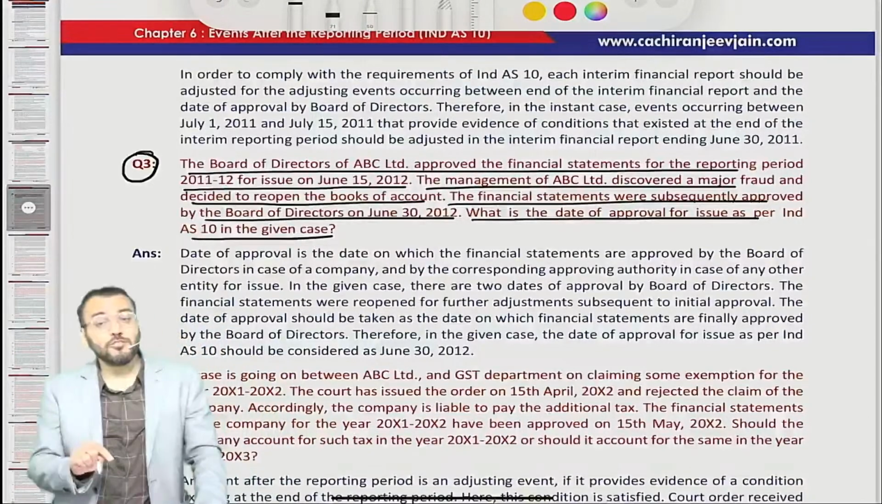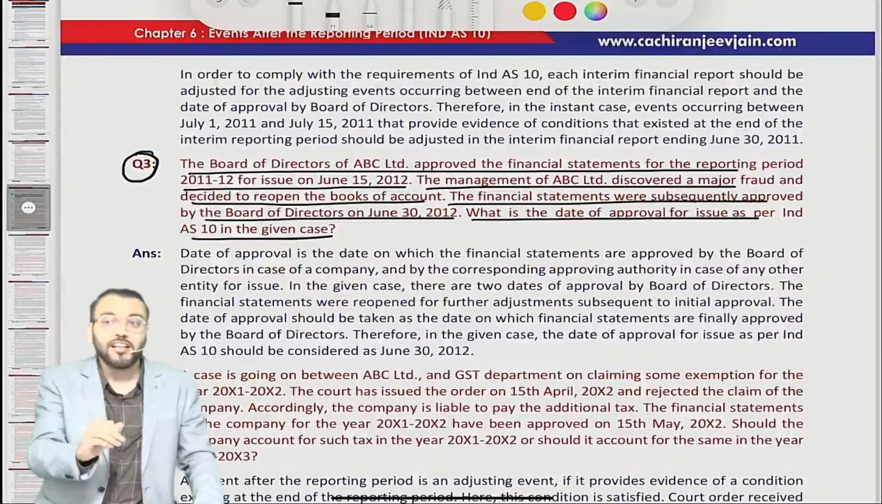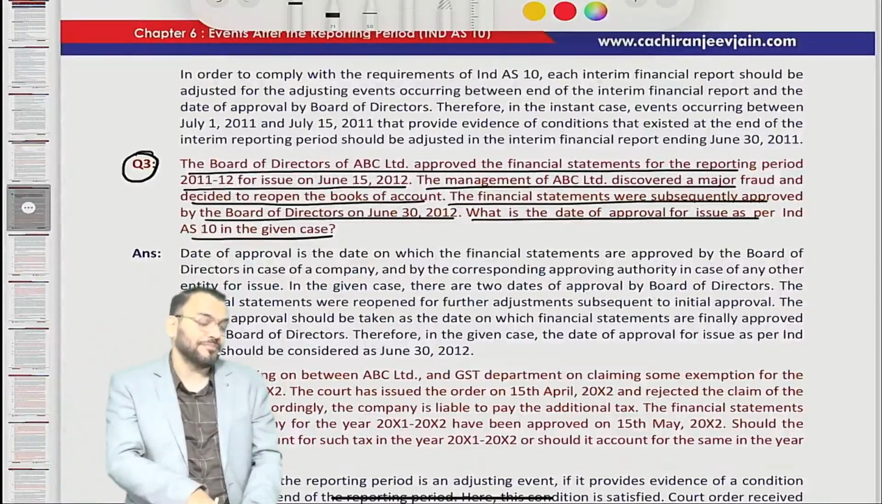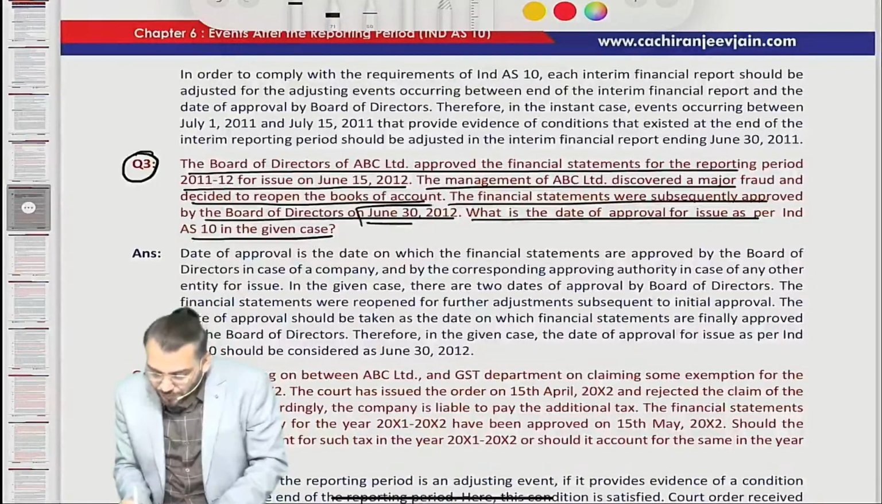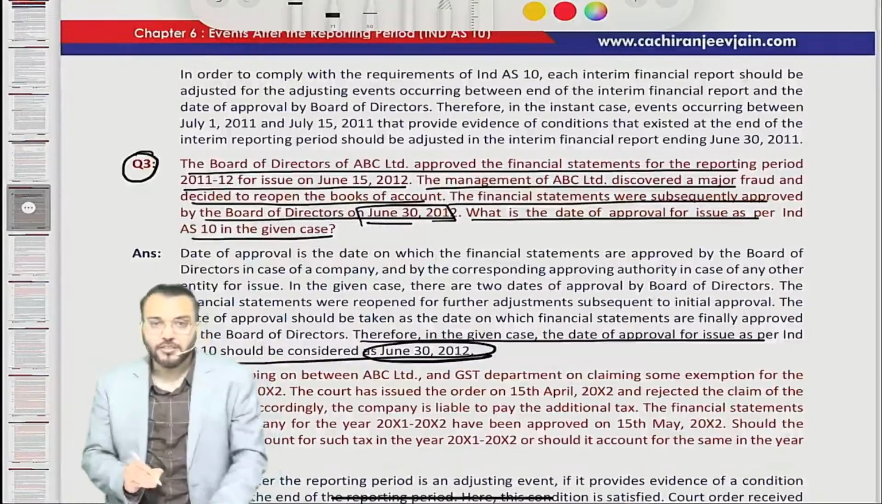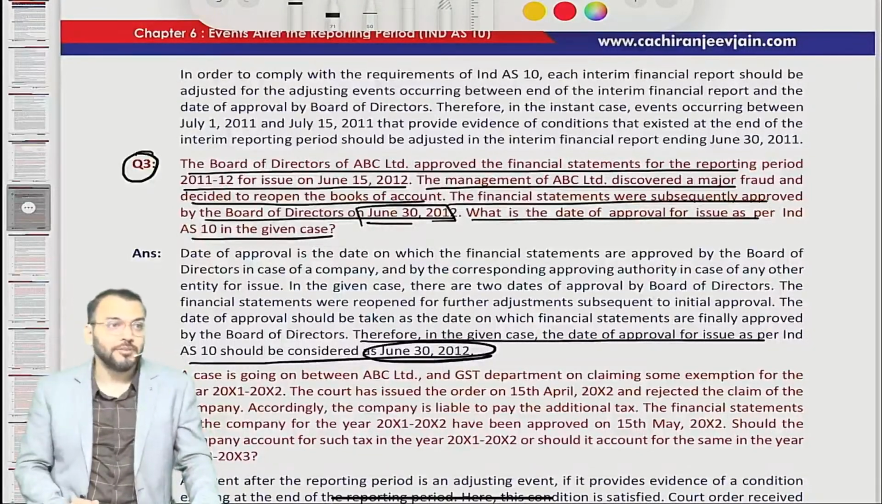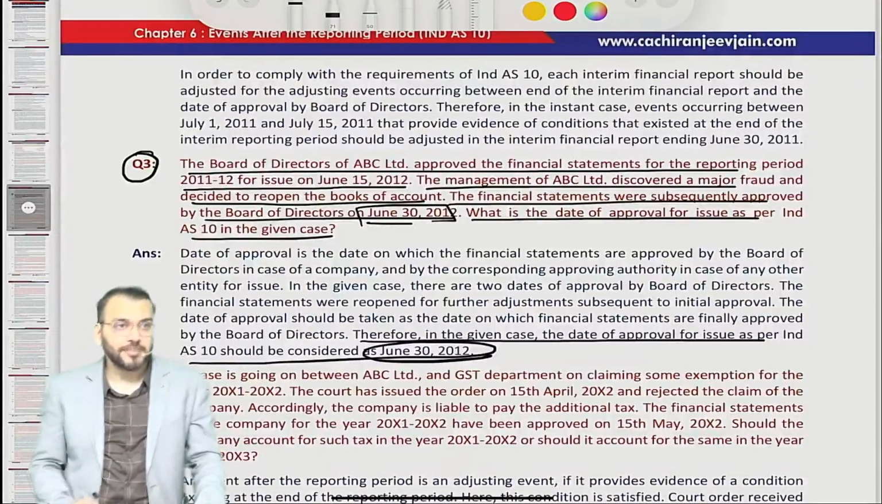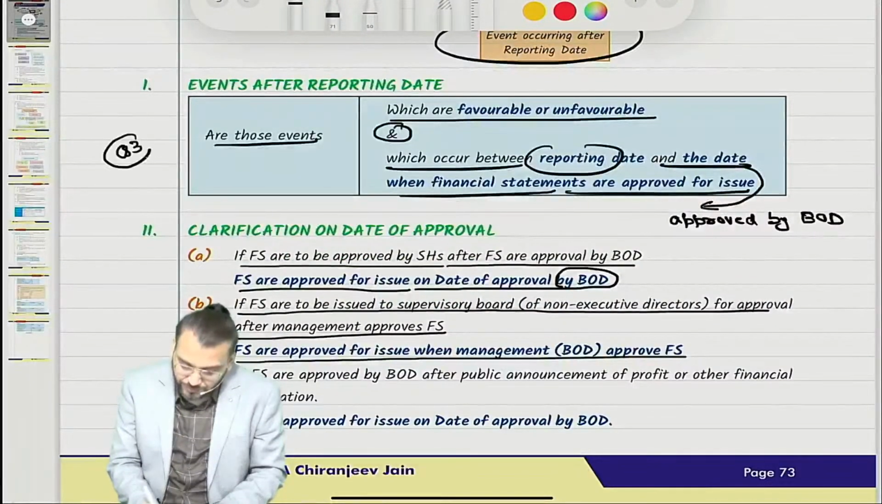Means if they decided to reopen the books of account, it means they have the power to reopen the books of account. From the question we can understand, otherwise the reopening is not possible. In this case, what will be the date of approval? You only say, 30th June or 15th June? 30th June. Therefore, in the given case, the date of approval for issue as per Ind AS 10 should be considered as 30th June. Every piece of information is relevant from the examination point of view. Got it? Correct? Understood? This also you have read, understood? Just write down, refer question number 3.